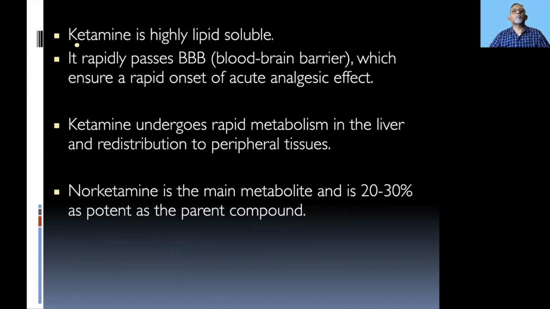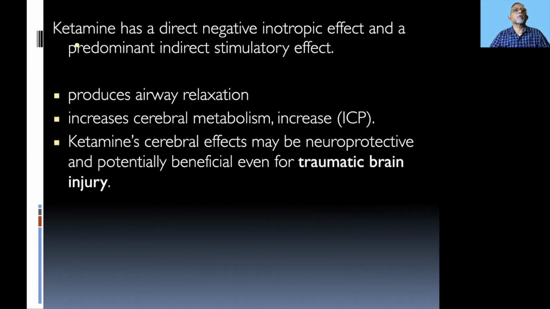Ketamine is highly lipid-soluble and rapidly distributed to the brain, which ensures rapid onset of acute analgesic effect. It undergoes rapid metabolism and redistribution to peripheral tissues. Norketamine is the main metabolite and is 20 to 30% as potent as the parent compound. Ketamine has a direct negative inotropic effect on the heart and a predominant indirect stimulatory effect secondary to sympathetic system activation. Ketamine produces airway relaxation and has minimal effects on the central respiratory drive.